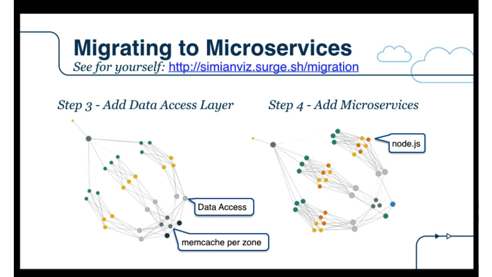The next thing you want to do is add a data access layer in front of the database. It should be the only thing that's allowed to talk to the database. It should contain all of the MySQL drivers or Cassandra drivers. Above that, everything should be REST calls.